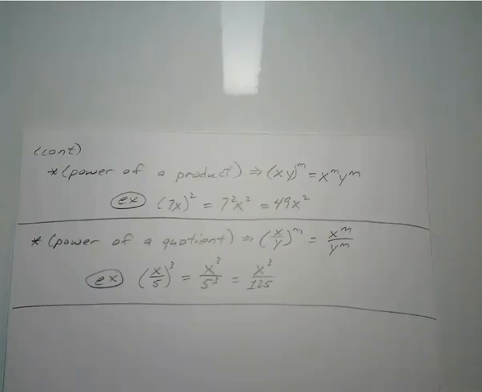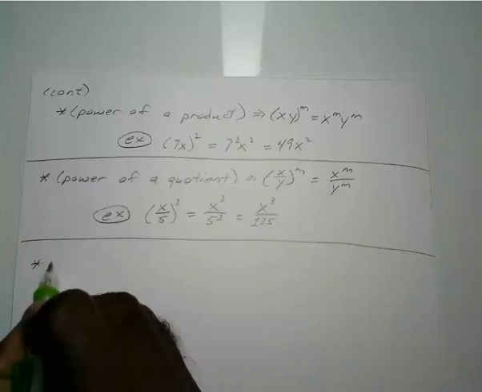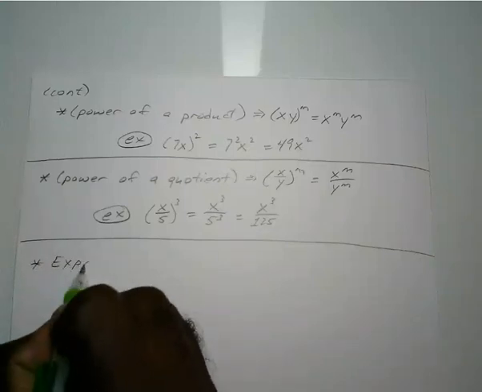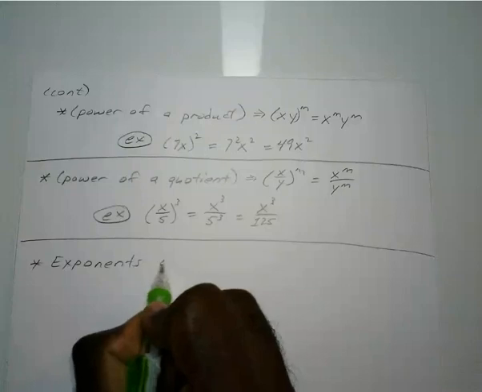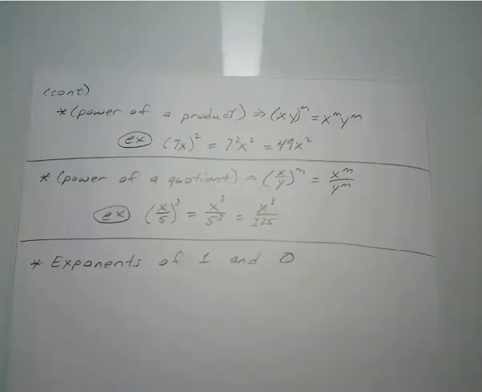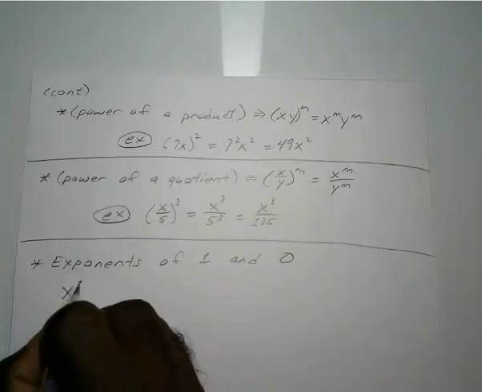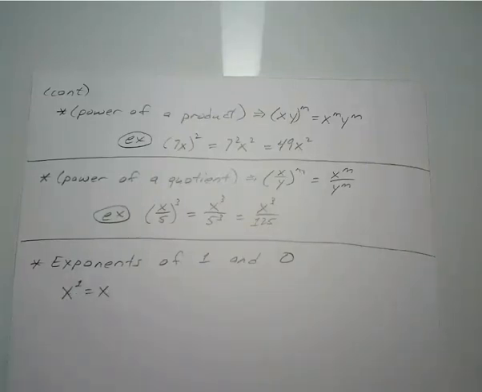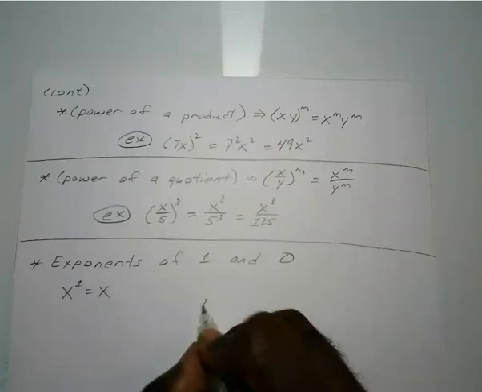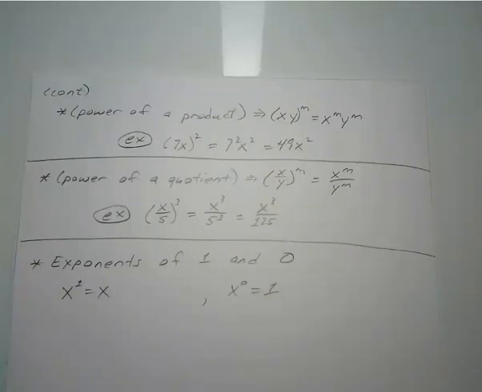Okay, so we also have rules for when you have exponents of 1 and 0. When you have an exponent of 1, x to the power of 1 is just going to equal whatever that value of x is. And x to the power of 0 will always equal 1. Doesn't matter what the number is. If it's raised to the power of 0, it's going to equal 1.